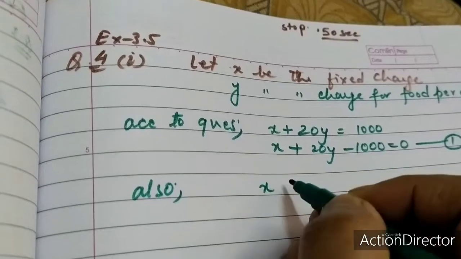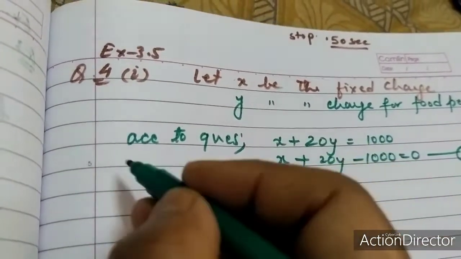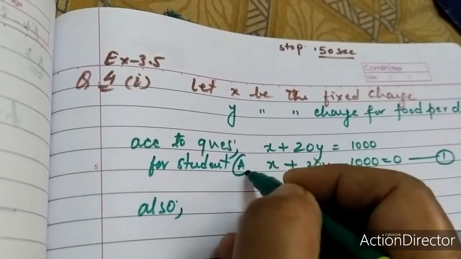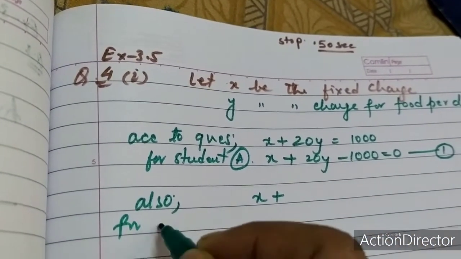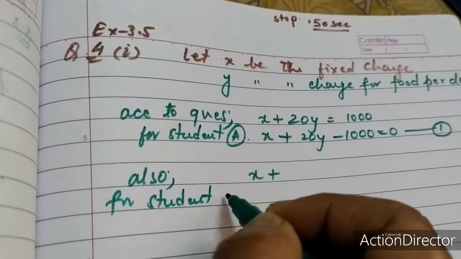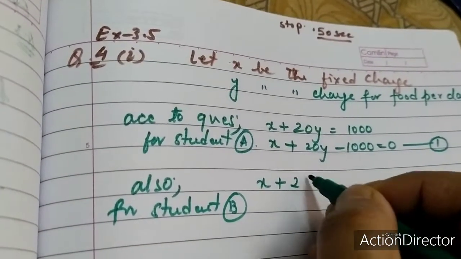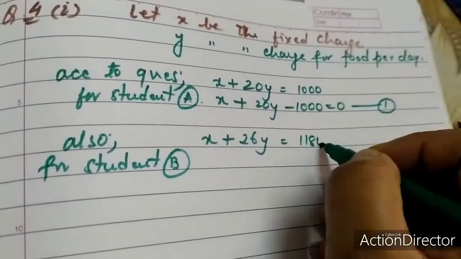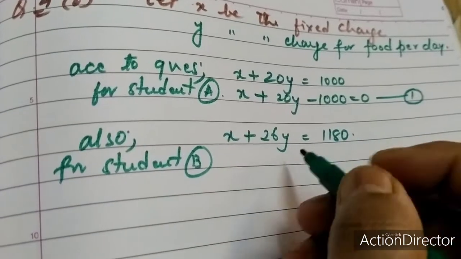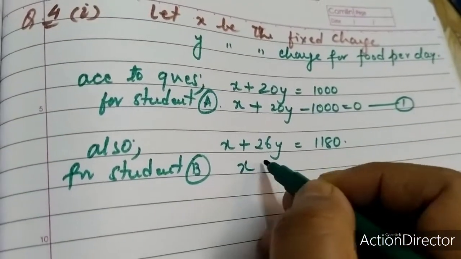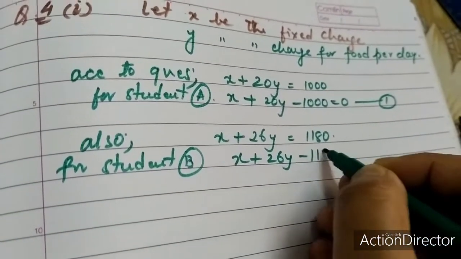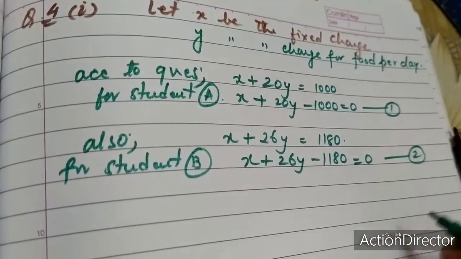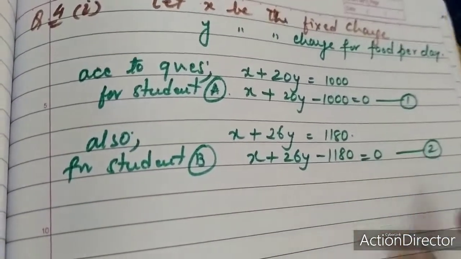Also, this one is for student A, and this is for student B: x plus 26y equals 1180. It was given as 1180 rupees. So 1180 should shift from right to left, so it becomes equal to 0. Let us suppose this is equation number 2. And you know very well how to write all these things.